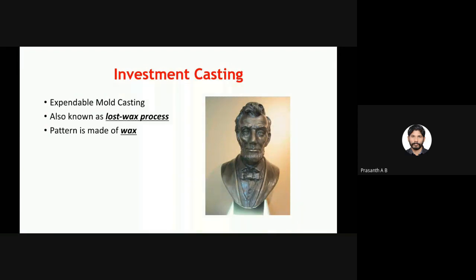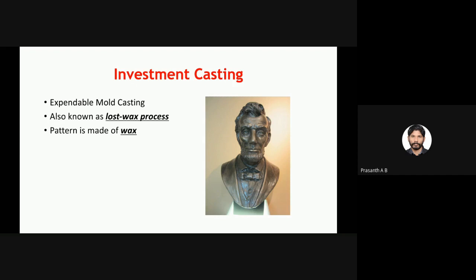The first and foremost thing I want to tell you about this operation is it's an expendable mold casting process. That is, after the casting is solidified, we will break the mold and take out the casting. The mold is destroyed. So this is an expendable mold casting process.